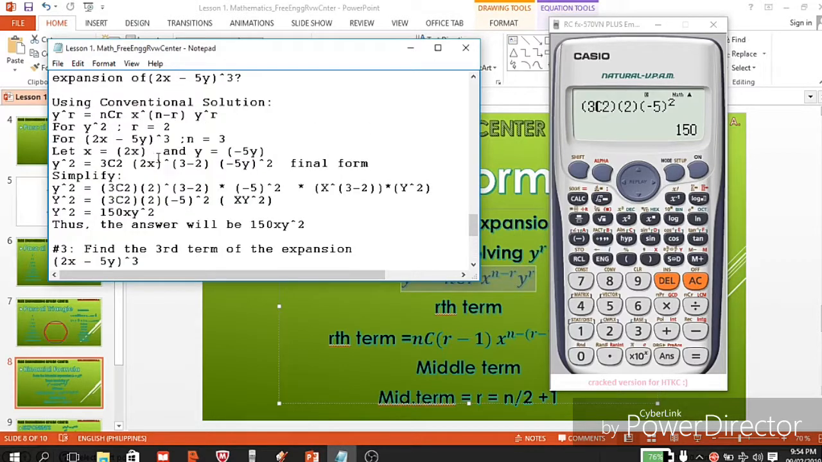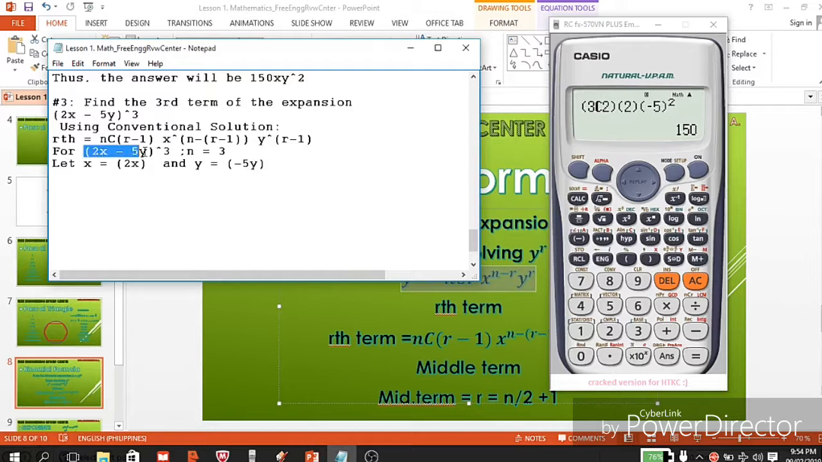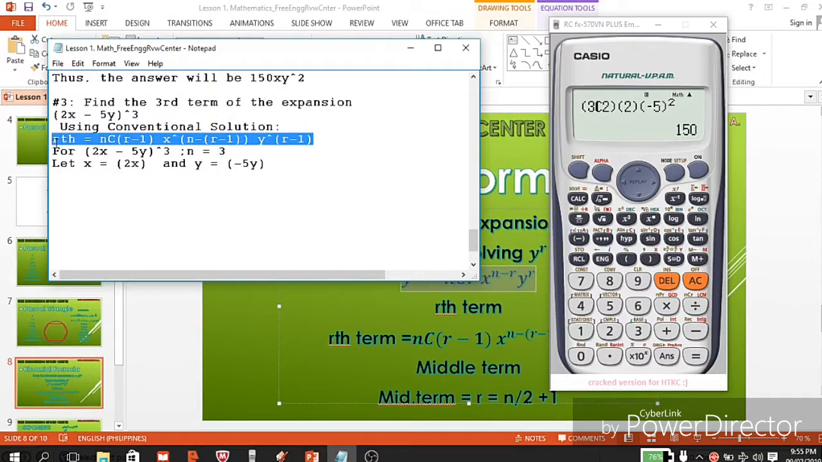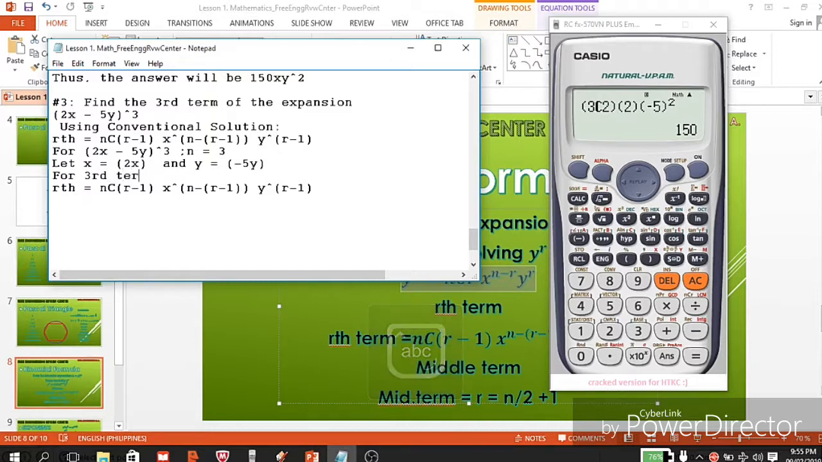Now, in the expansion for the problem (2x minus 5y) raised to 3, where n equals 3, we just need to assume that x equals 2x and y equals negative 5y. So that could be the value. Now let's solve the problem. I just need to substitute the values. For the third term, therefore, r is 3, and n will be 3.